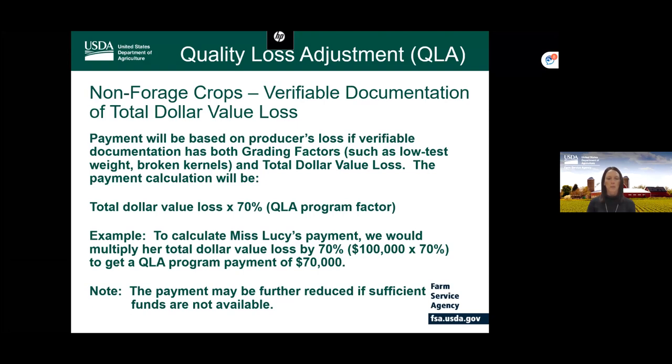So to calculate Miss Lucy's payment, we would multiply her total dollar value loss by 70%. So the $100,000 times 70% gives a QLA program payment of $70,000. This payment may be reduced further if we don't have sufficient funds. So there may be an additional factor.